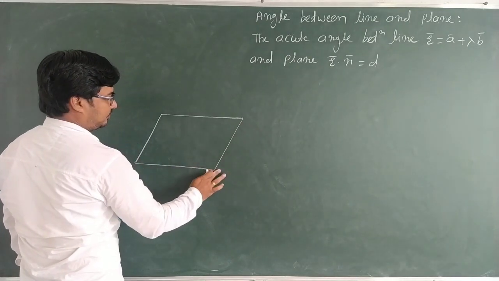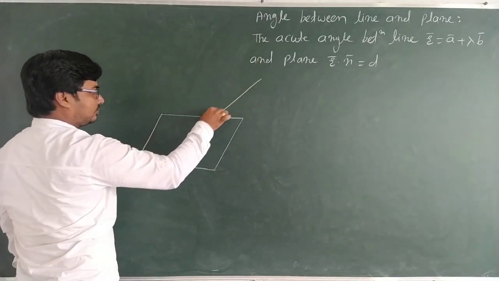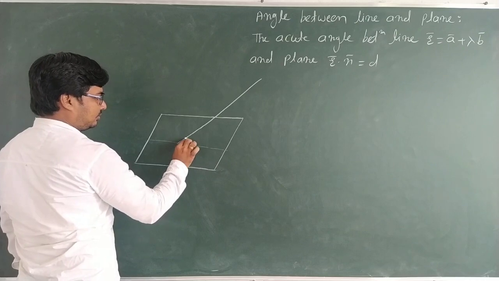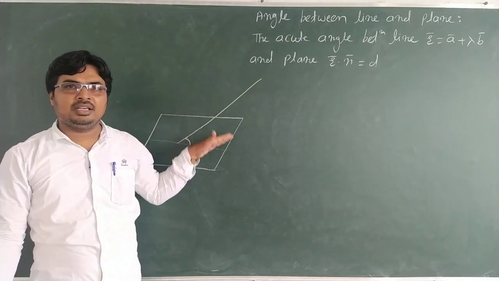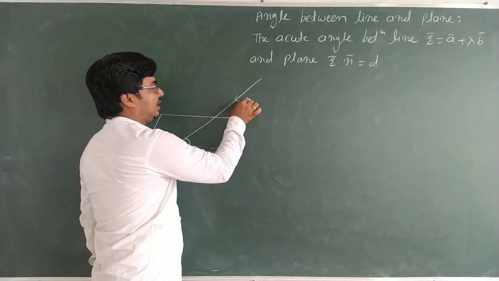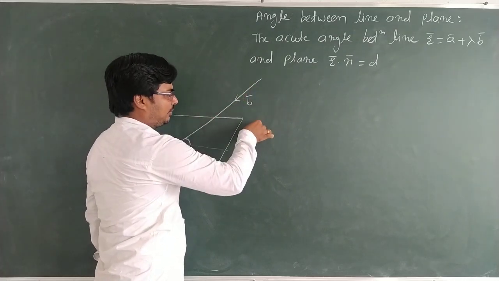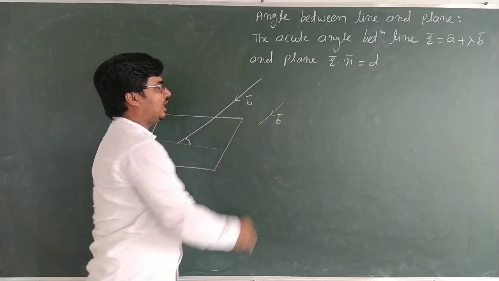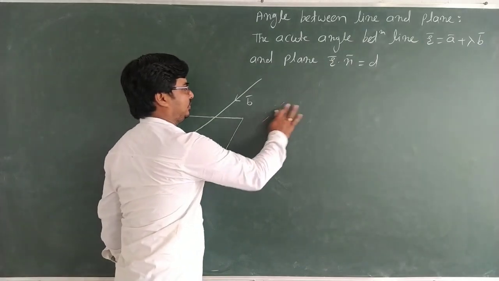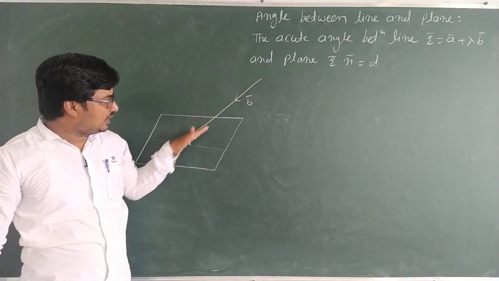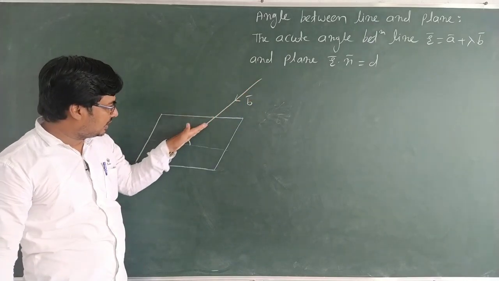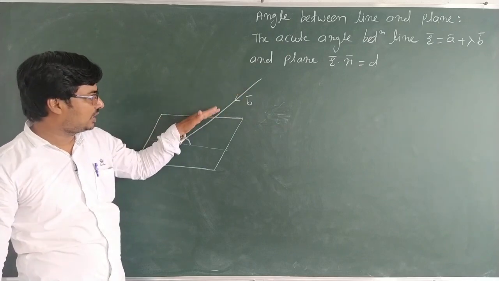Suppose it is a plane, and here it is a line. Now we want to find the angle between this line and plane. Now this is a line, so it has direction ratios, that means the vector b bar. b bar is a vector parallel to the line, and the direction ratios of b bar and this line are the same, so we take b bar along this line. That means the direction ratios of the line are the components of the vector b bar.